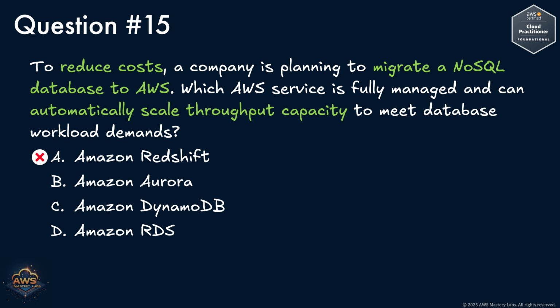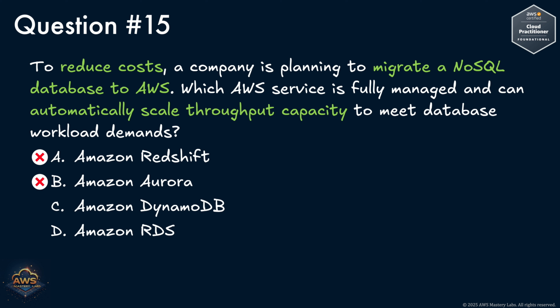Option A, Amazon Redshift. Redshift is optimized for data warehousing and OLAP workloads. It is a relational columnar store, ideal for large-scale analytical queries, not operational NoSQL databases. It doesn't auto-scale throughput in the way required by real-time or transactional workloads and is not a NoSQL solution. Incorrect, because Redshift is a SQL-based analytics engine, not a NoSQL database with auto-scaling throughput.